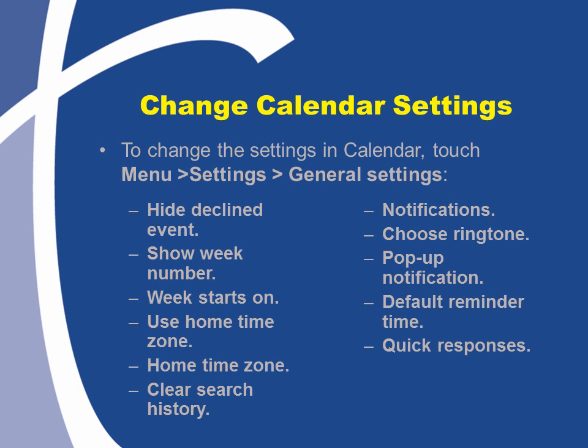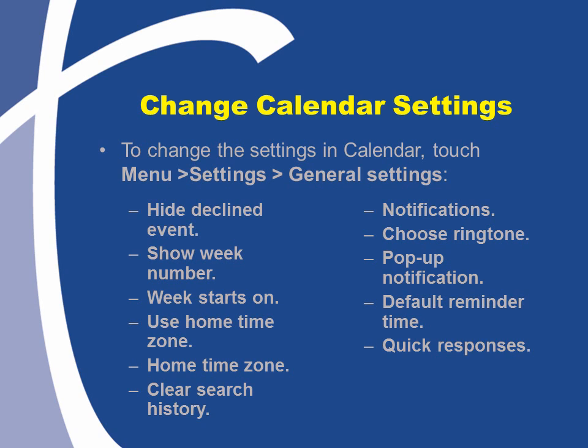So in changing calendar settings, you click on Menu, then click on Settings, and then click on General Settings. As you can see in the general settings, there are many things that we can change in here, and you want to set these up. These are settings that would be specific for your phone. They won't affect your desktop calendar or how other people might interact with it. These are settings that you're setting for your phone.